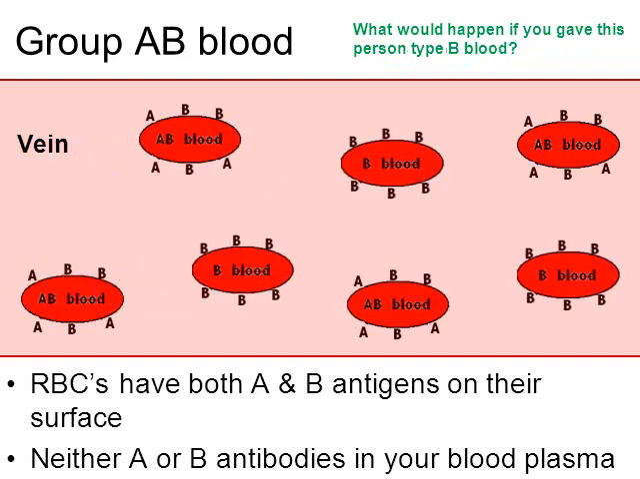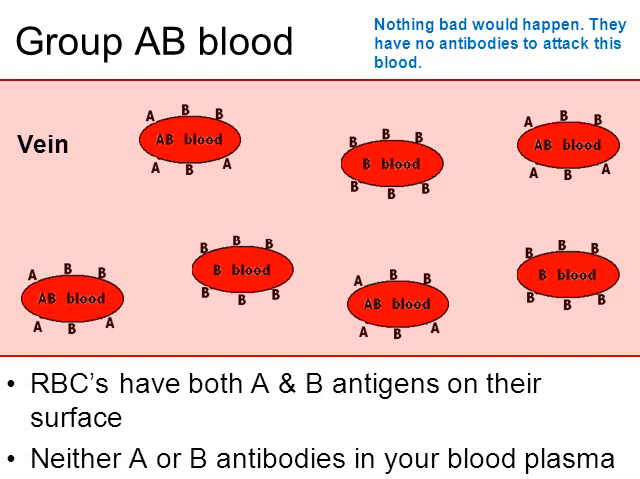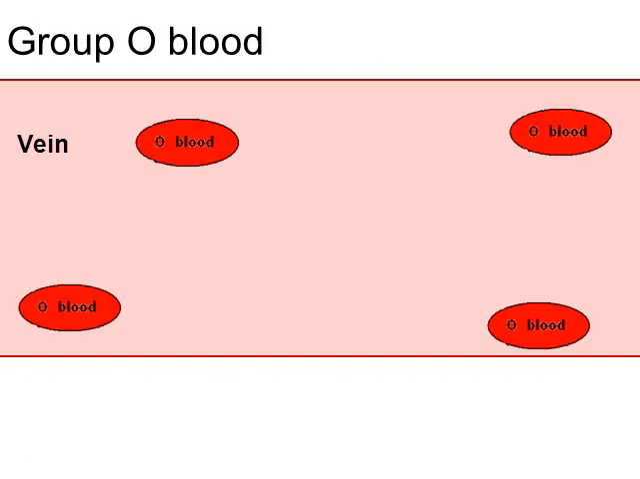Same thing. What if you gave this person who has type AB blood B blood in a transfusion? Do they have B antibodies to attack? No, they don't. So nothing bad is going to happen. It's safe. This person can accept type A blood you saw a moment ago, and they can also accept type B blood that you see right now. They don't have B antibodies to attack those B antigens. Nothing bad would happen. So let's look at the last blood type really quick.